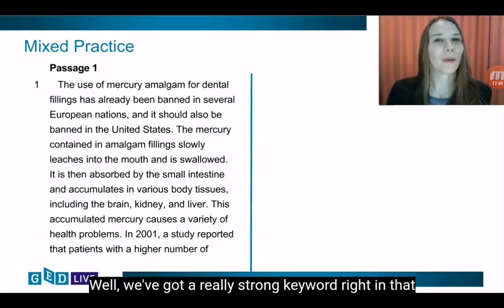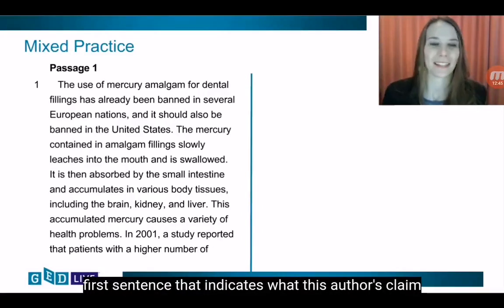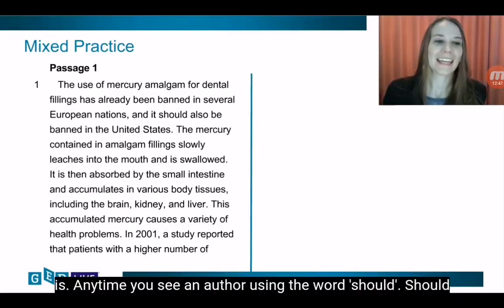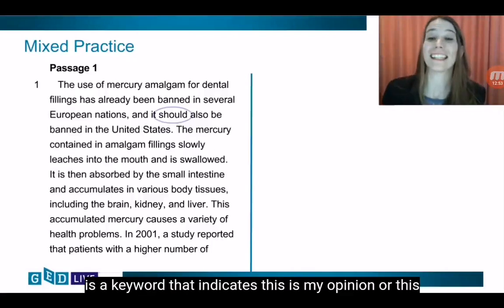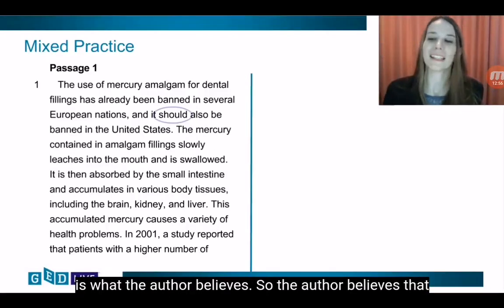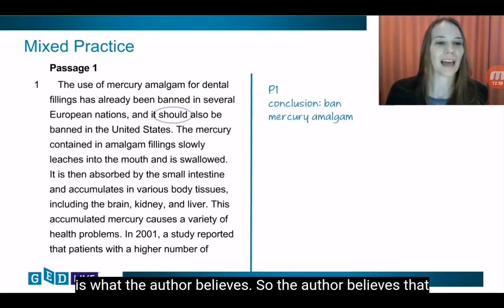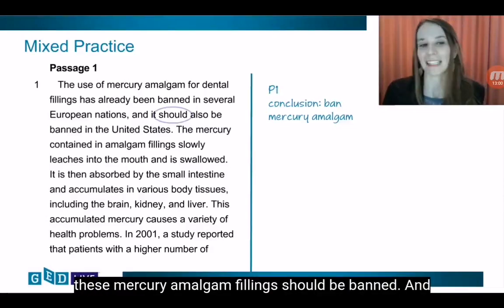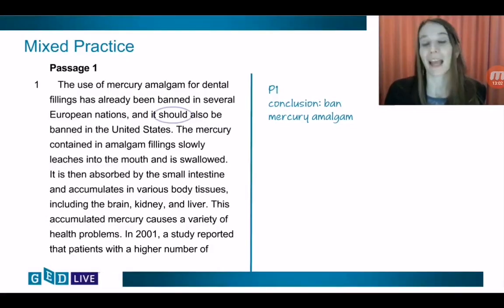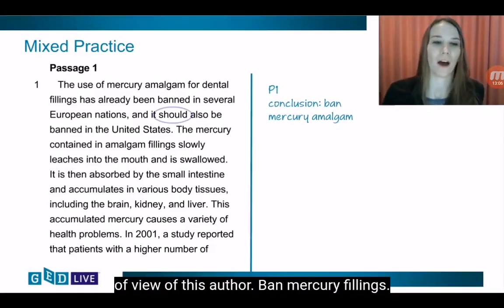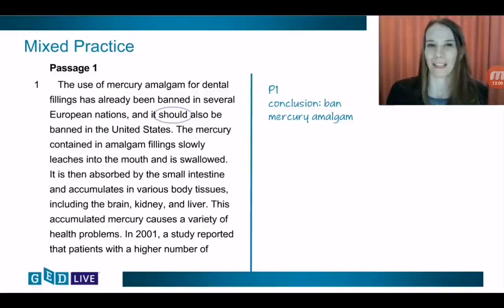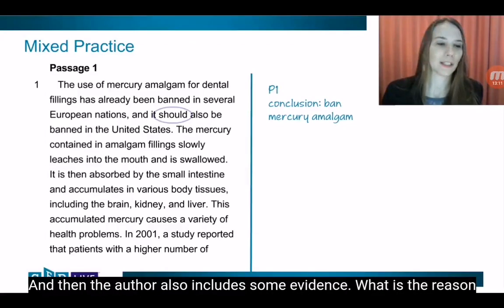Oh, we've got a really strong keyword right in that first sentence that indicates what this author's claim is. Anytime you see an author using the word "should," that is a keyword that indicates this is my opinion, or this is what the author believes. So the author believes that these mercury amalgam fillings should be banned. And that is their claim. That is the point of view of this author. Ban mercury fillings. And then the author also includes some evidence.